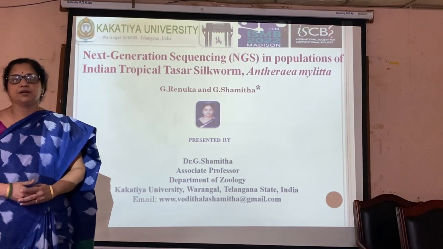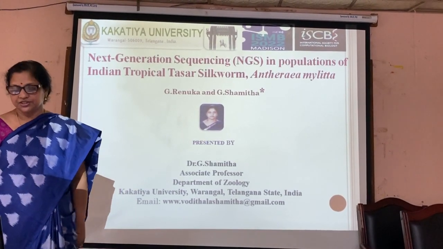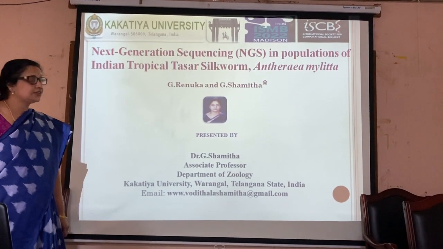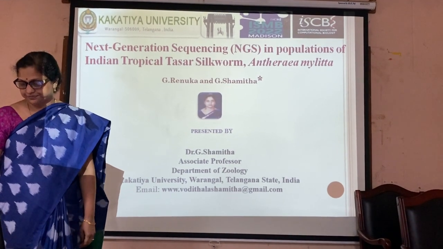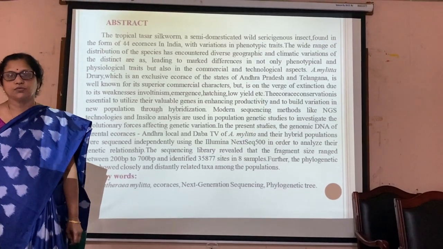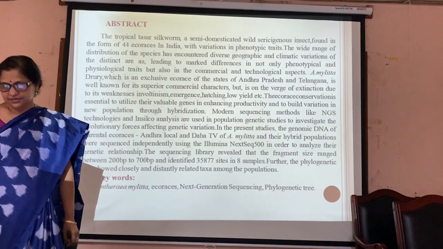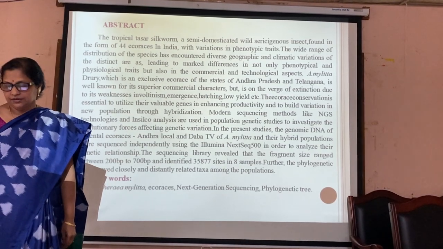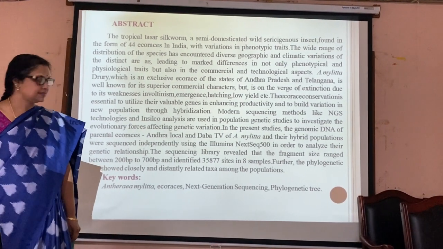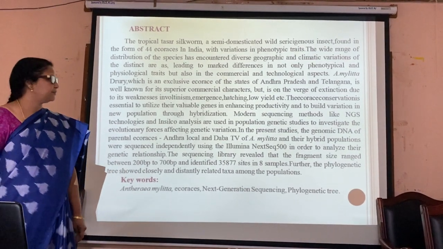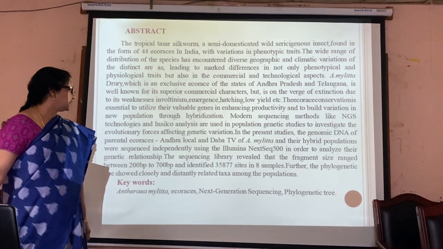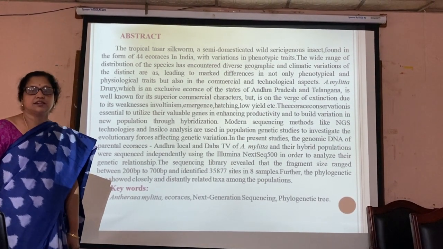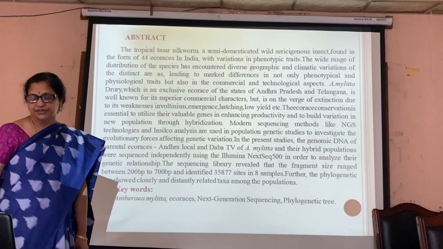I am here to present my research work on cell culture, and my title is Next Generation Sequencing in Population of Indian Tropical Tasar Silkworm Antheraea mylitta. This is a wild Tasar silkworm. It exists in 44 ecoraces in our country, India. It is a tropical silkworm, and we have done some population studies on this, and during the studies we have used the latest technology, that is next generation sequencing, and we have found out some interesting results that these ecoraces have been closely related genetically.